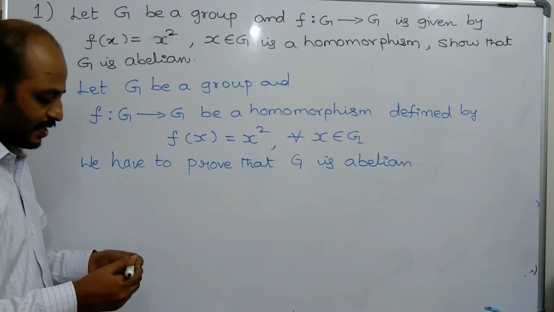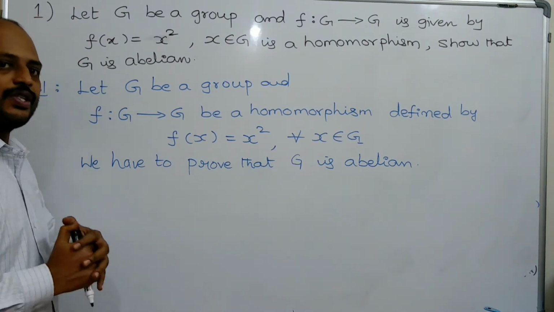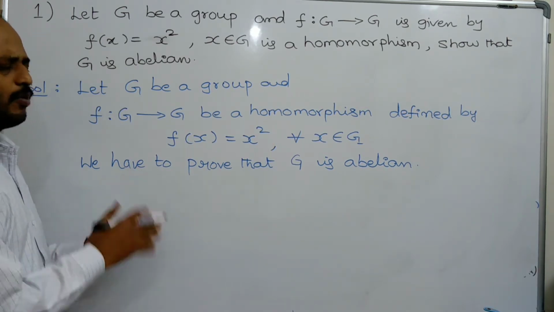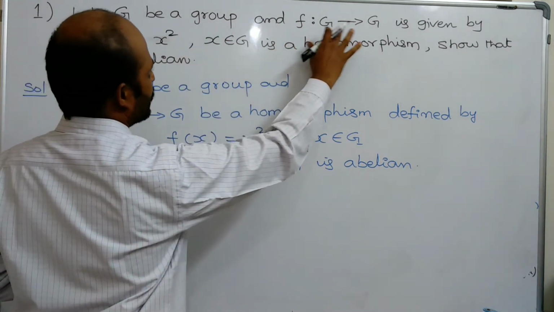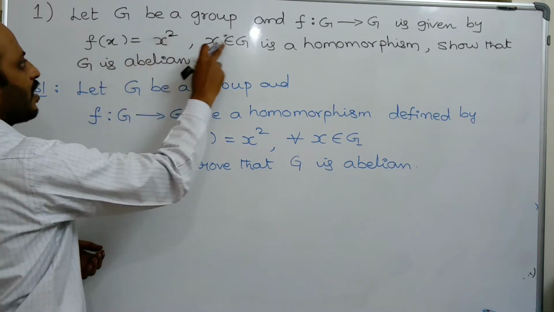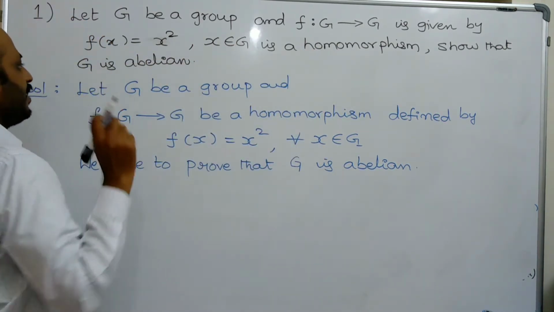In the previous class, we learned the fundamental theorem of homomorphisms. In this class, we solve some problems depending upon the definition of homomorphism and homomorphism of groups. Let G be a group and f maps G into G be given by f of x equals x square for all x belongs to G, is a homomorphism. Show that G is abelian.